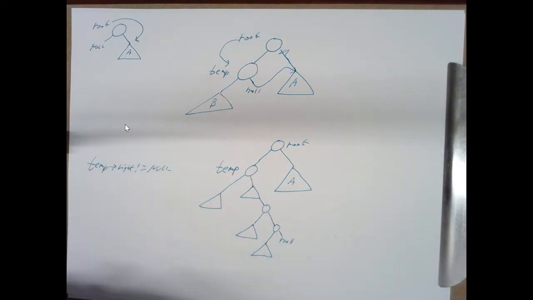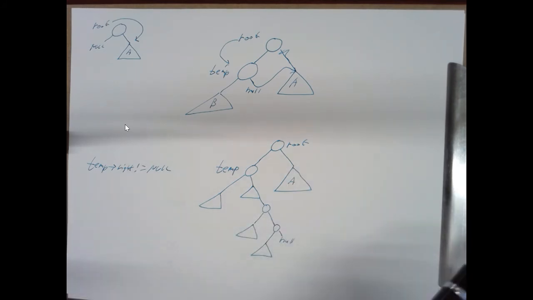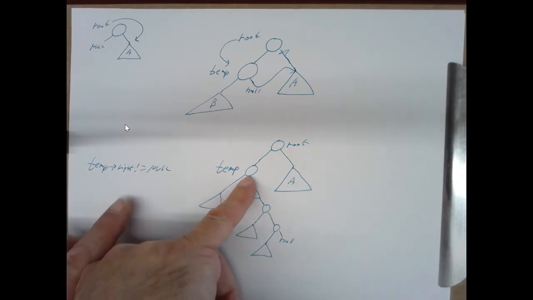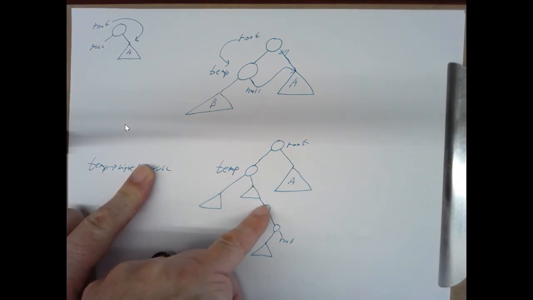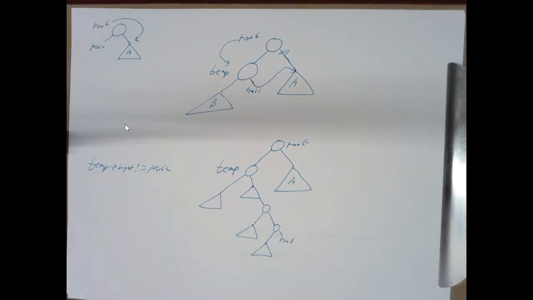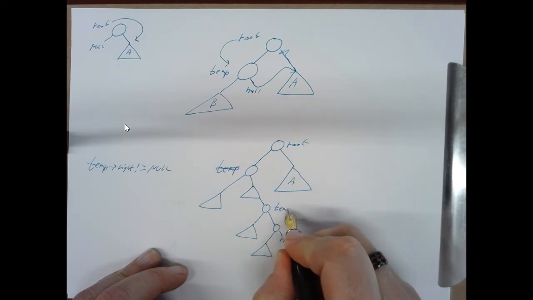Because if temp right's null, we did that previous block of code. So temp must be pointing to something on its right, which means temp right is safe. It could be null, but it's not going to seg fault. So we're looking at the node that temp is pointing to. That's temp right is the node that temp's pointing to, and temp right is what that node's pointing to. And we want to get down to the point where temp is here.